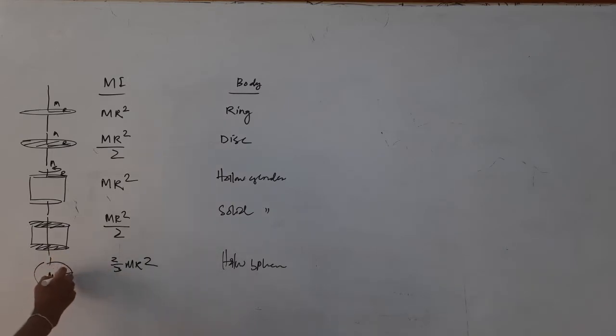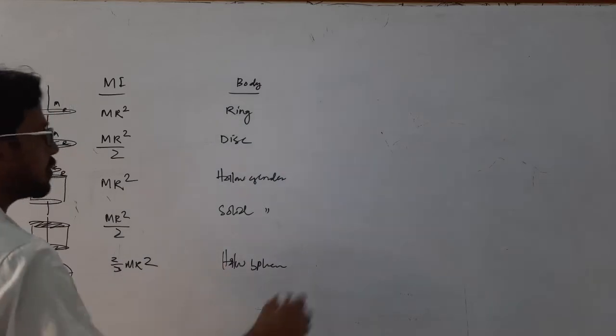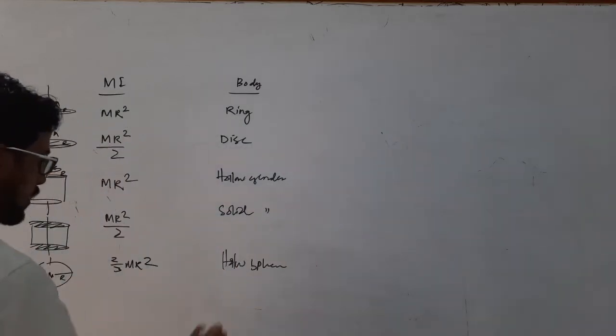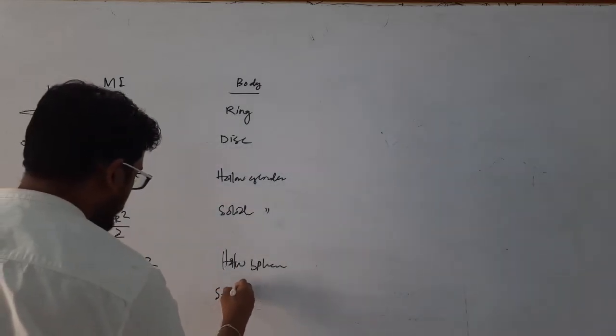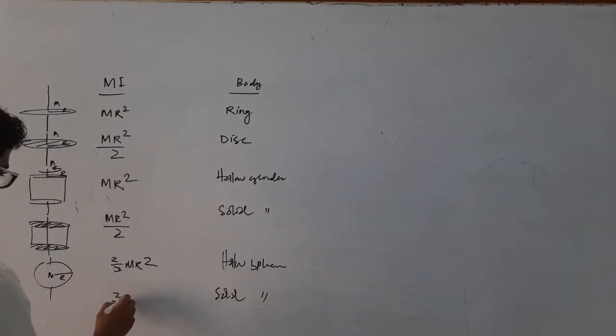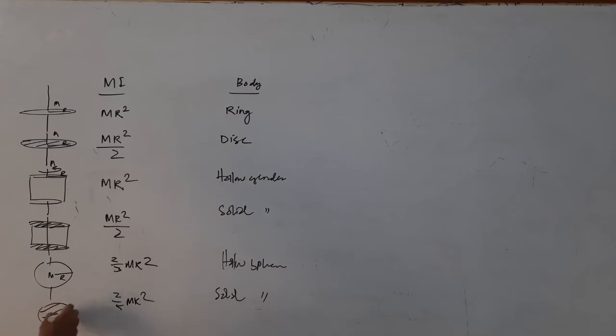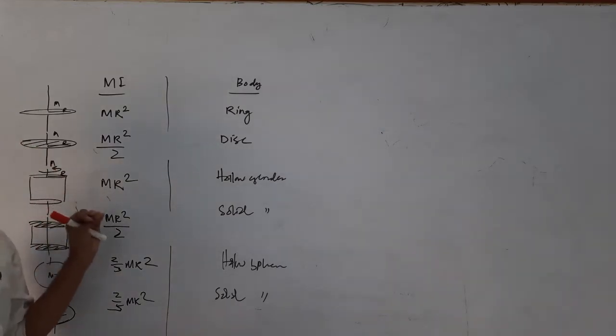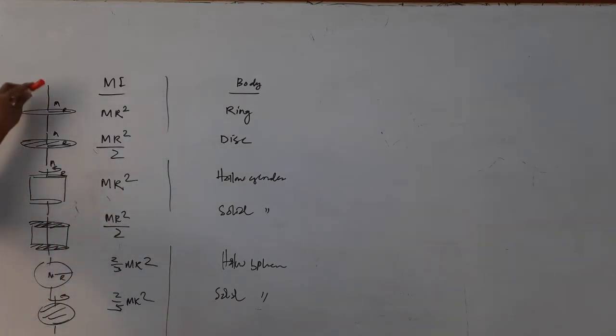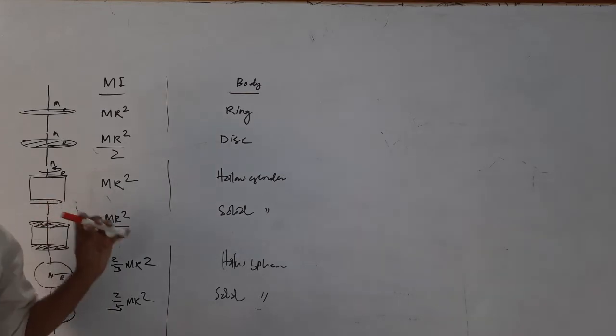Mass m, radius r. This is a hollow sphere, and if it is a solid sphere, this is 2 by 5 mr square about this axis. Okay, so you have to remember this standard moment of inertia of some geometrical bodies about their own axis, and by using the parallel axis and perpendicular axis theorem you can find out the moment of inertia about any other axis. Clear?